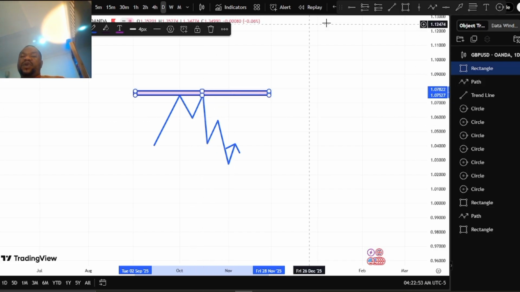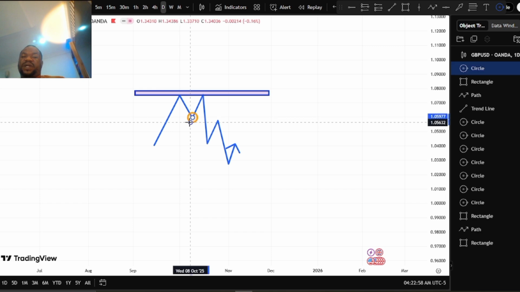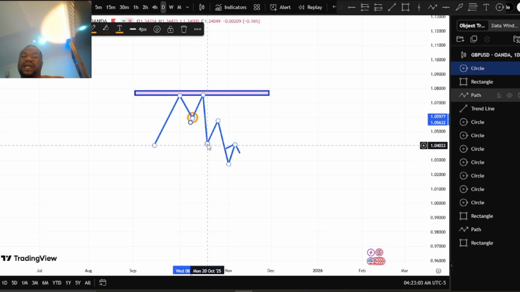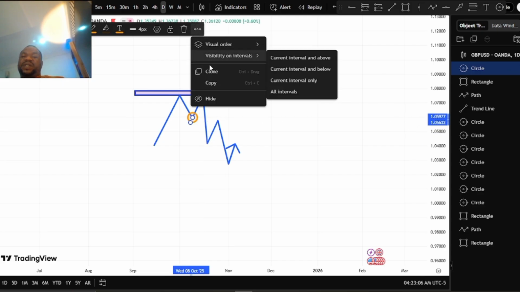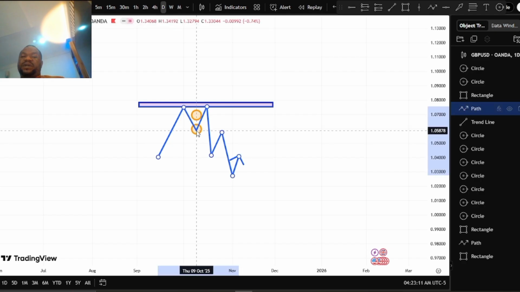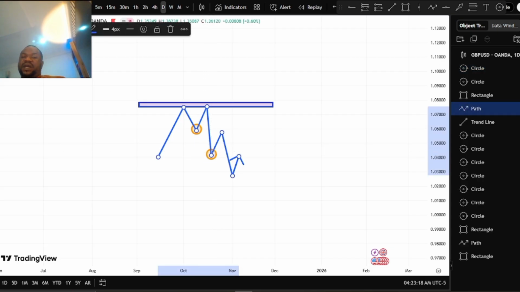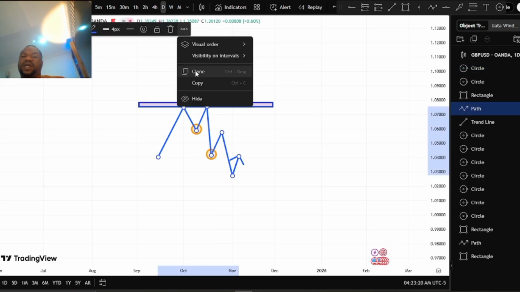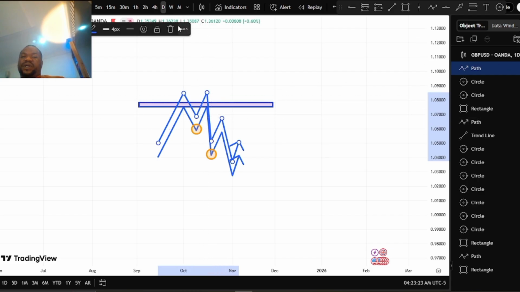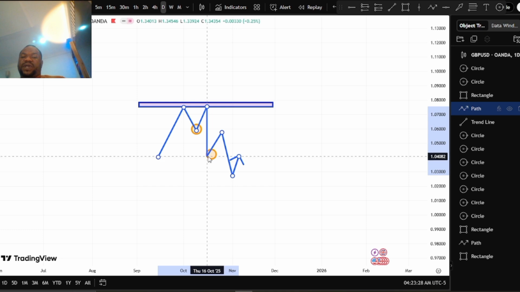Now it created a low at this point. Created a low at this point, but we need to identify two lower lows that are lower than this one. Now what happened is the market went up at this point. The market went up here, then came down to take this low, creating another low, right? And then it gave us another low here.